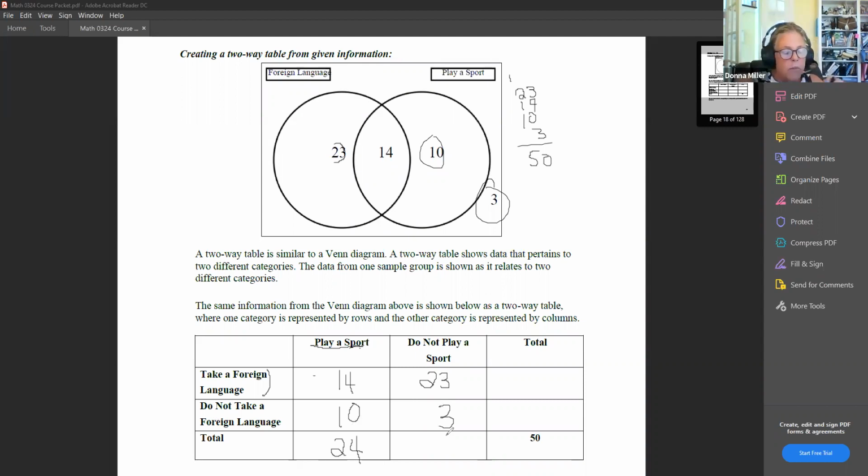Once I have this filled in, I'm just going to do my totals. There are a lot of checks and balances. 23 plus 3 is 26. So you'll notice 24 and 26. Guess what? It adds up to 50. That should happen this way too. 14 and 23 is 37, and 10 and 3 is 13, and you'll notice that also adds up to 50. So I know I filled my table in right. If they don't add up to 50, then we've probably done something wrong. So there's my table.